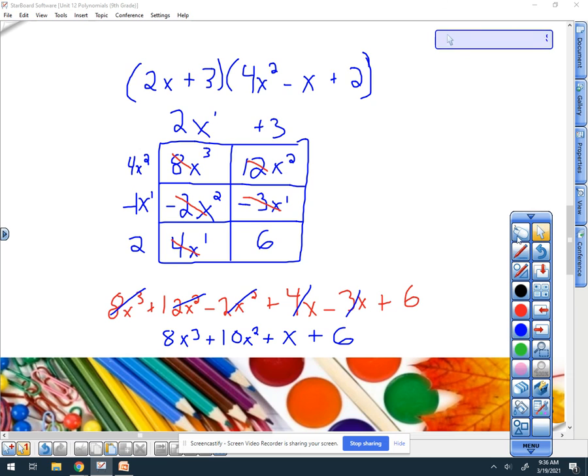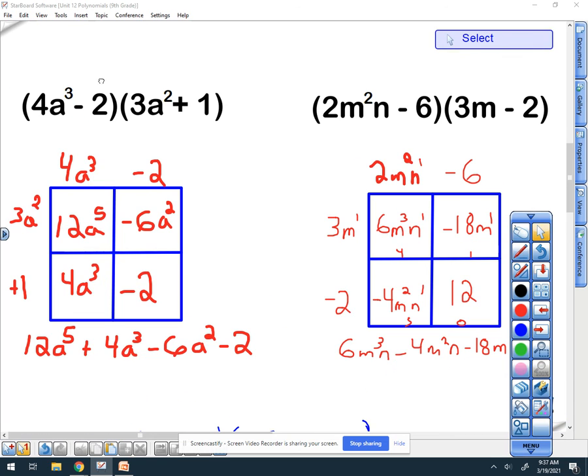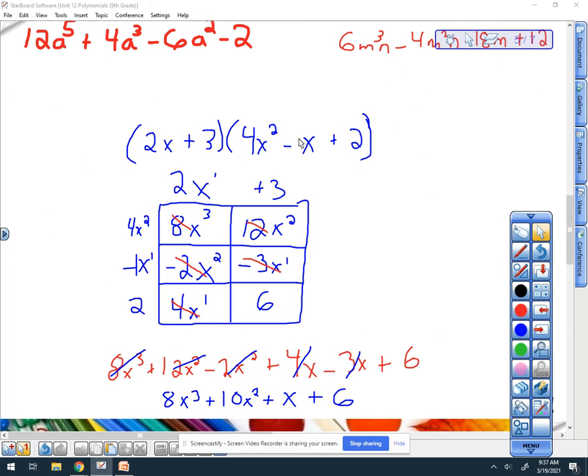All right. So most of your questions will look like these, a binomial and a binomial, but you will have some binomials and trinomials. And this is when the box method is the best method to use. So we still have one more method to learn. But most students like the box method. Most of them use the box method. After they learn all 3, that's the one they usually stick with.